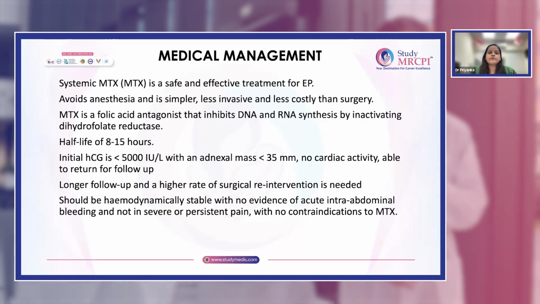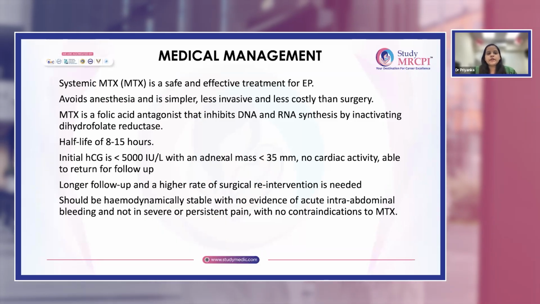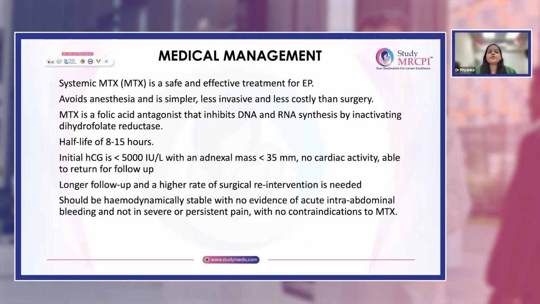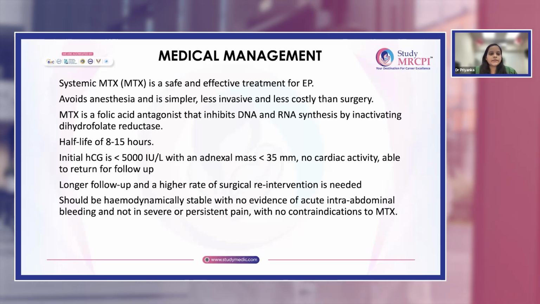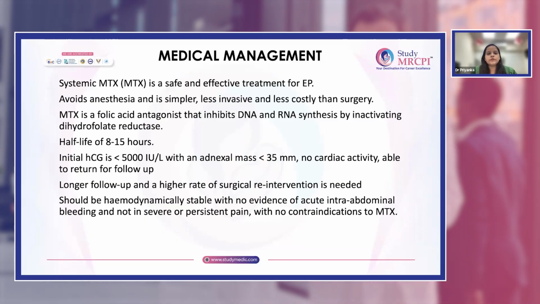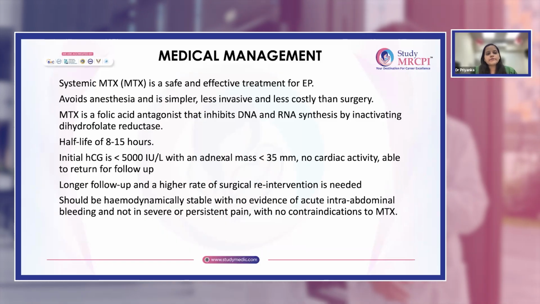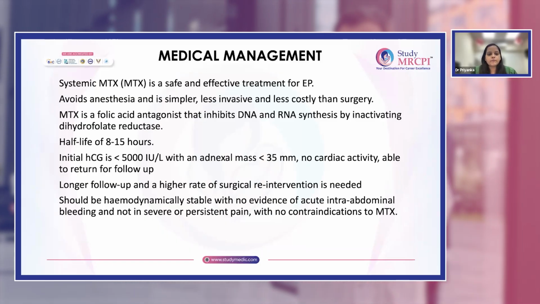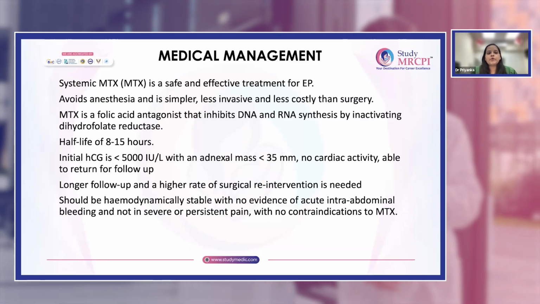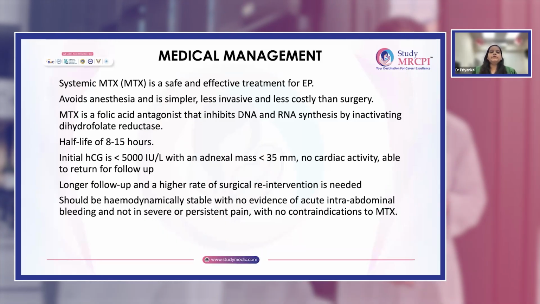Now the new criteria is if the HCG values are less than 5,000, we can choose to give methotrexate. The guideline says that methotrexate is more successful when the values are less than 3,000, but we can give it even if the values are less than 5,000. Or if the adnexal mass is less than 35 mm and there is no cardiac activity, and the patient is compliant for follow-up, and the patient is hemodynamically stable, and the most important thing is the patient doesn't have any contraindications for methotrexate, which is very important.